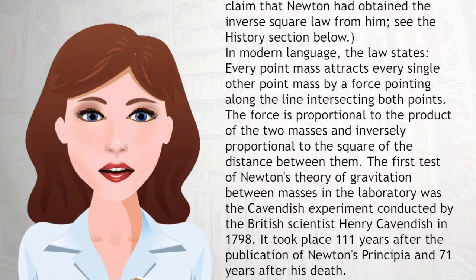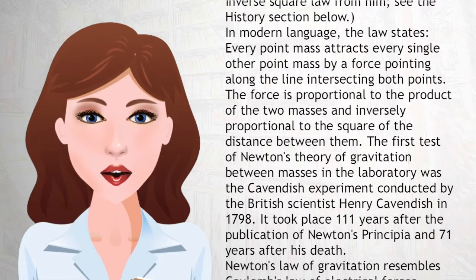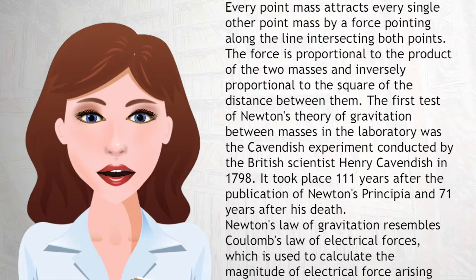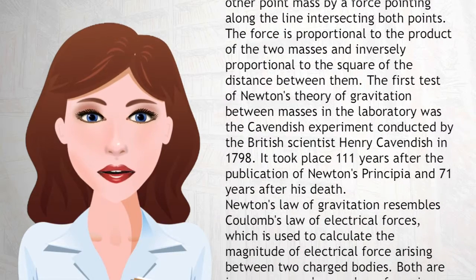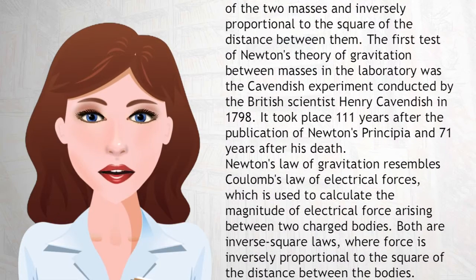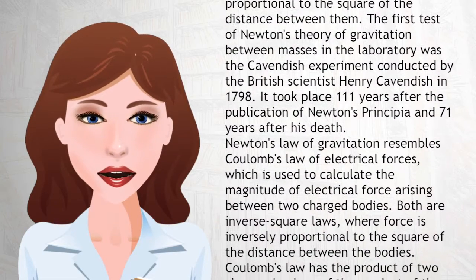The first test of Newton's theory of gravitation between masses in the laboratory was the Cavendish experiment, conducted by the British scientist Henry Cavendish in 1798. It took place 111 years after the publication of Newton's Principia and 71 years after his death.